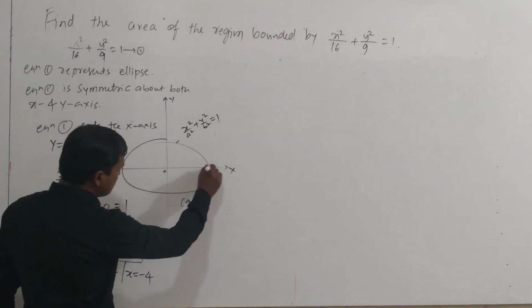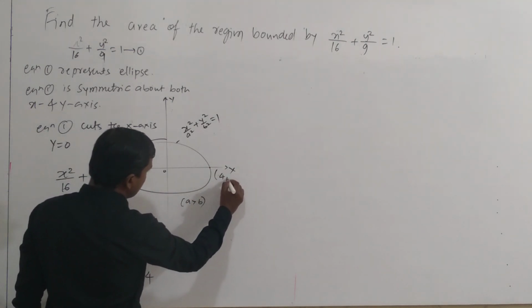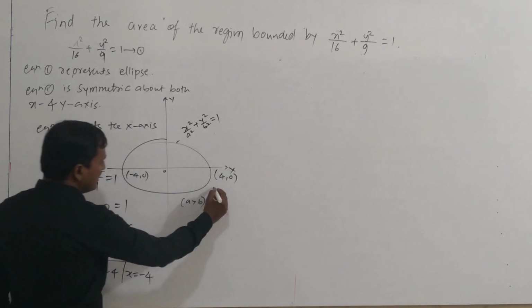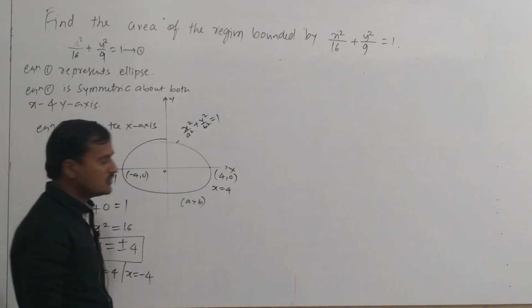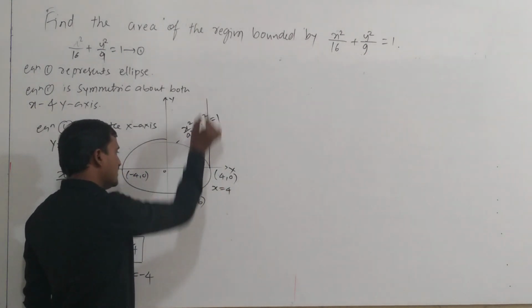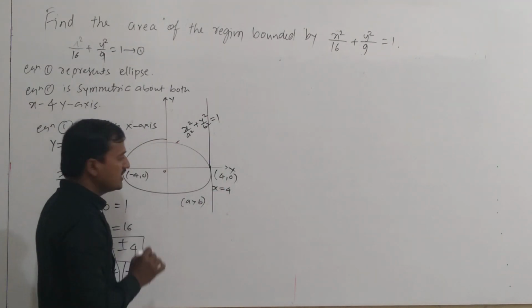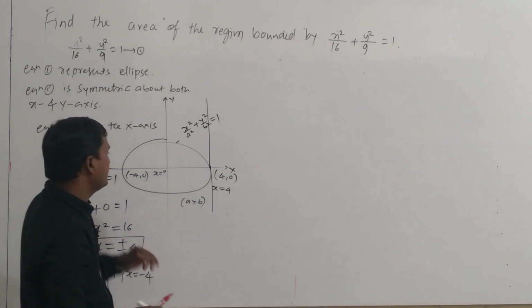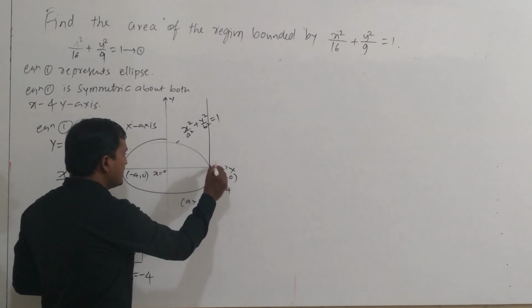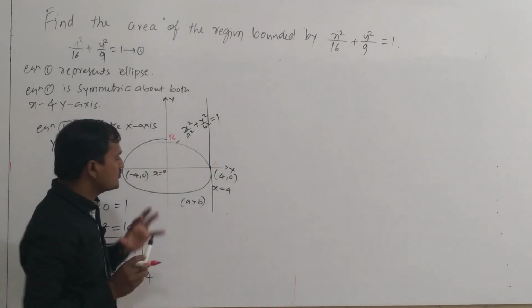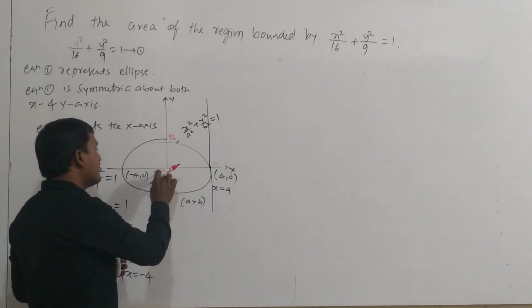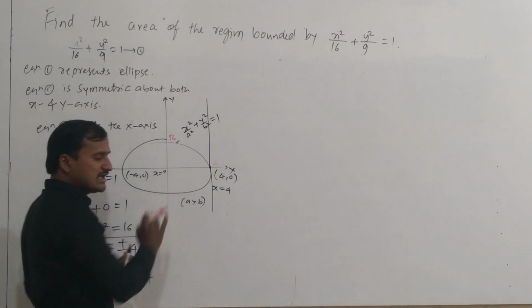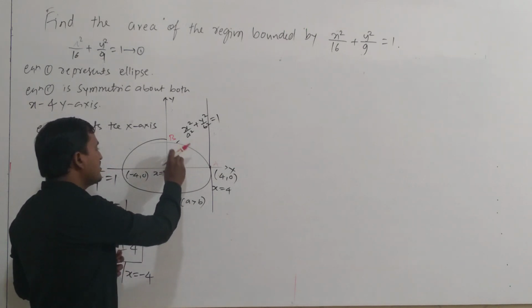So x equal to 4 means the point is 4 comma 0, and here it is minus 4 comma 0. The value of x is 4, which means clearly it is a line parallel to the y-axis. Here the value of x is 0 and here the value of x equal to 4. Now here the point is A and this is point B. Now I will find the area of OAB, so that this area, this area and this area are always the same.